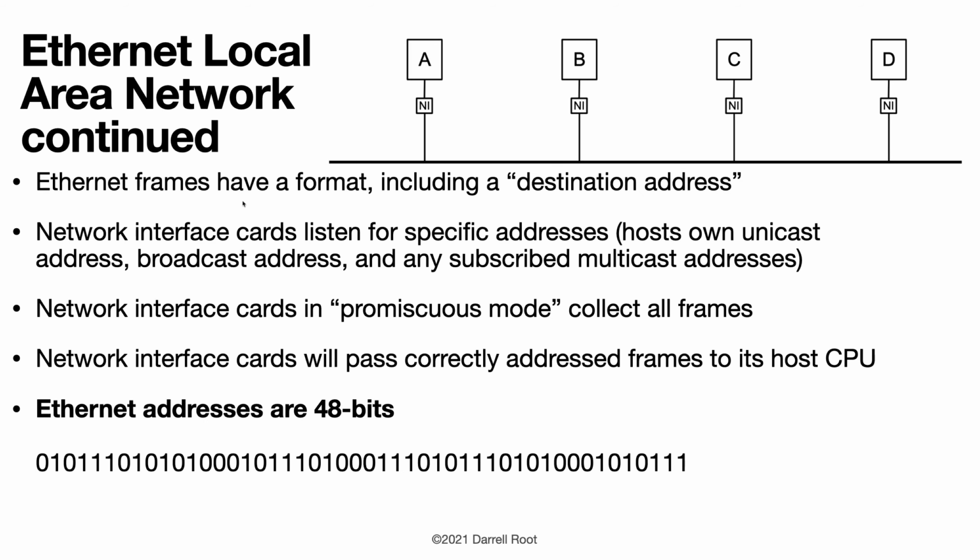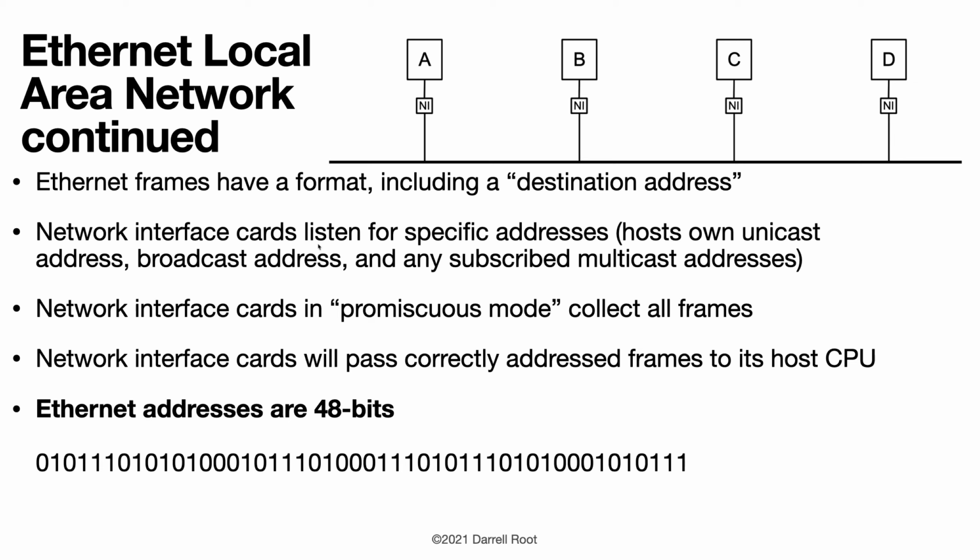Ethernet frames have a format, and the format includes a destination address. Network interface cards listen for specific destination addresses, and if they see a frame with one of the destination addresses that they are programmed to listen to, then and only then they will pass that frame up to the CPU.